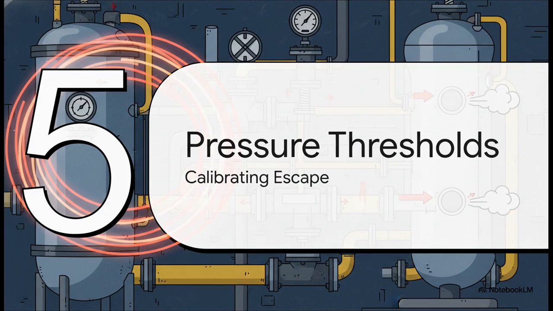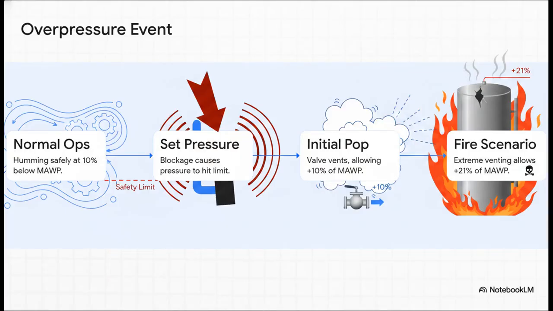And that leads us to Section 5, relief pressure thresholds, calibrating the escape. Because having these brilliant physical valves installed is really only half the battle. We have to calibrate exactly when they trigger. How do we calibrate that escape hatch? Well, here is the timeline of an overpressure event.